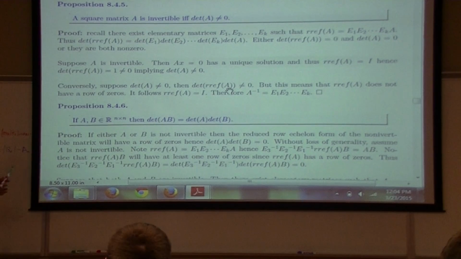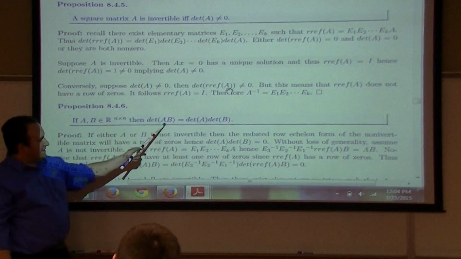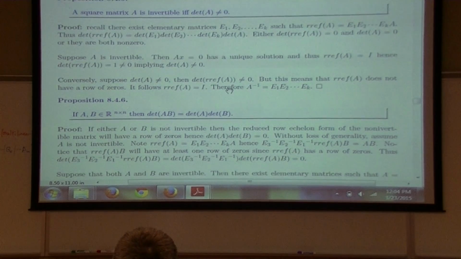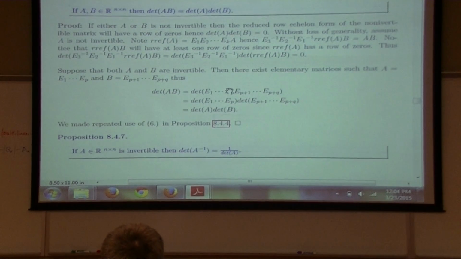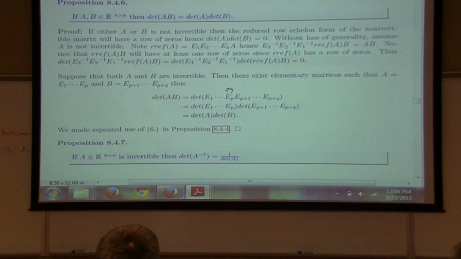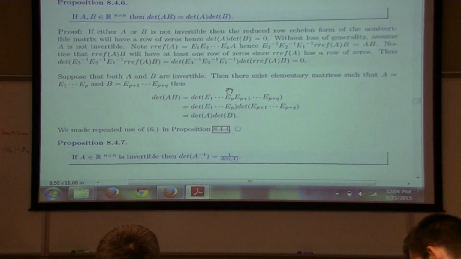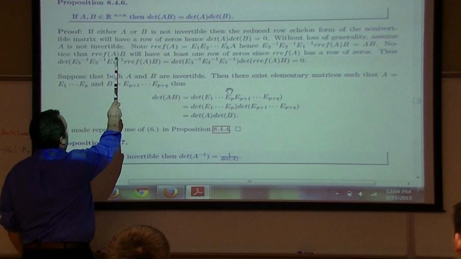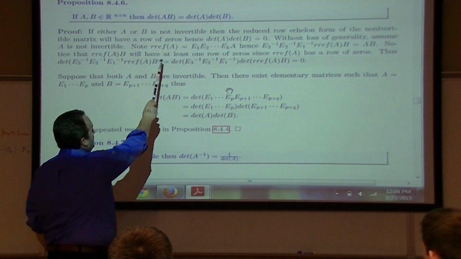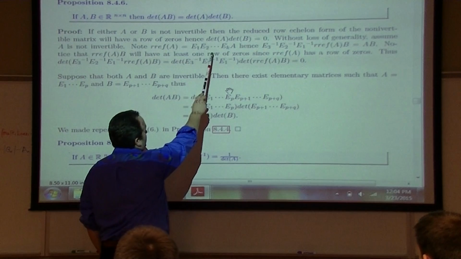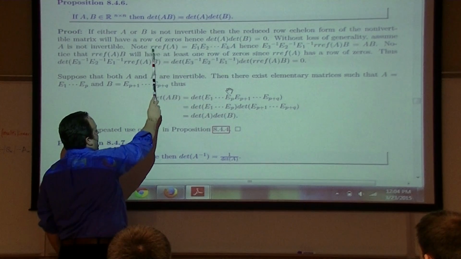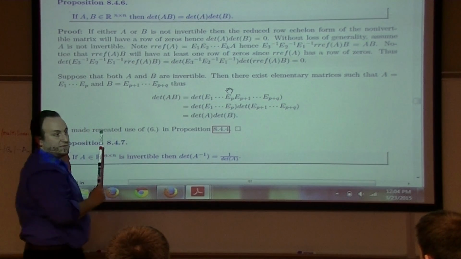And so that brings us to the main event. The determinant of A times B is the determinant of A times the determinant of B. Here's the proof. There are two cases to think about. Either one of A or B, or both, is not invertible. If A or B is not invertible, what that means is the reduced row echelon form of one of the matrices or the other will have a row of zeros. So let's just suppose it's A. This has a row of zeros, since A is not invertible.